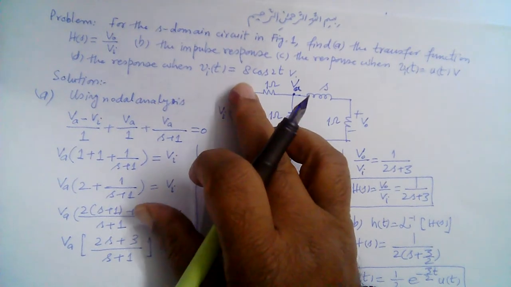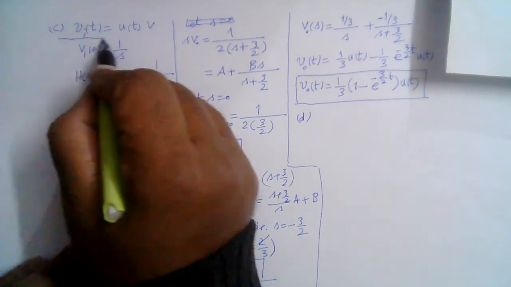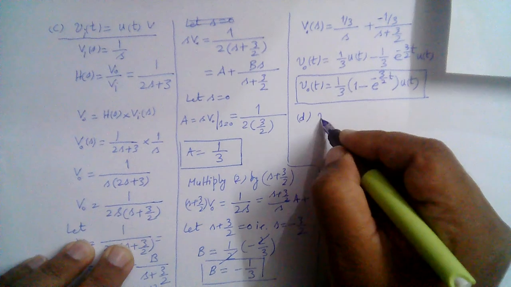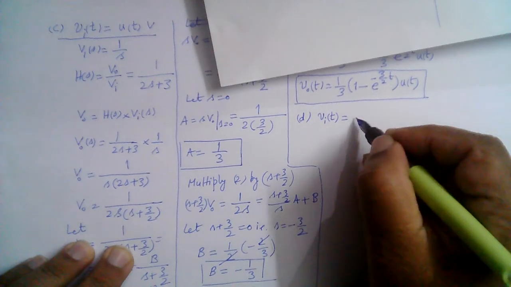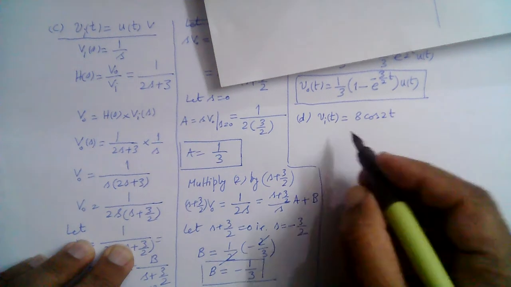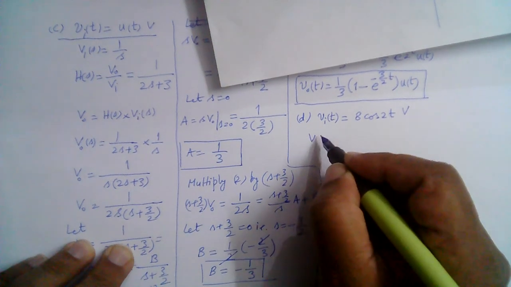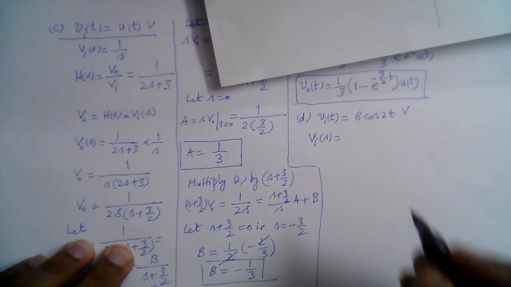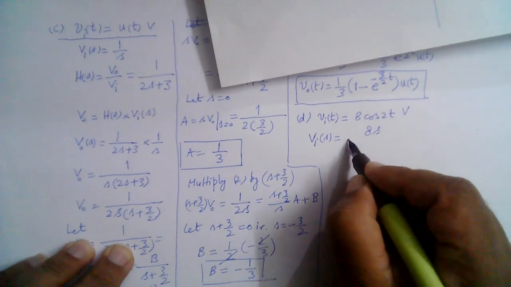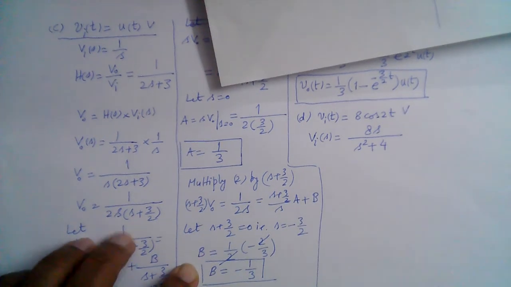So this was part C, and now we have part D, when Vi of t is equal to 8 cos 2t. In part C it was u of t, and this is now a sinusoidal input. Vi of t is equal to 8 cos 2t volts, right? And the Laplace transform of this sinusoidal function is Vi of s is equal to 8s over s square plus omega square. Omega is 2 here, this is 4. 8s over s square plus 4.